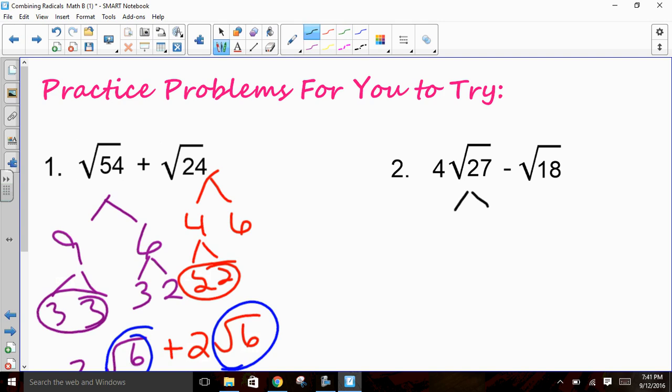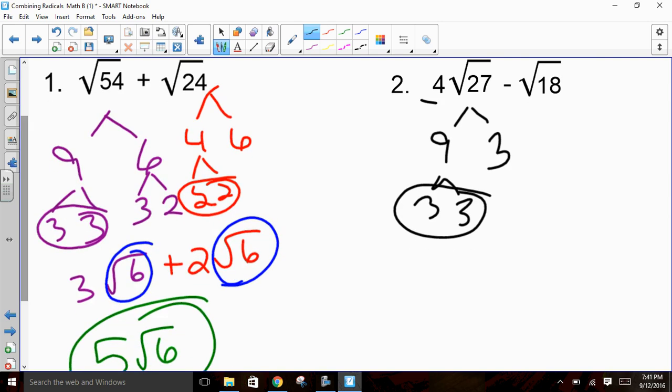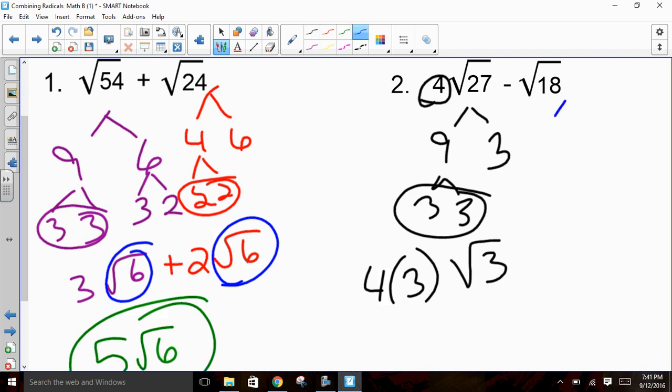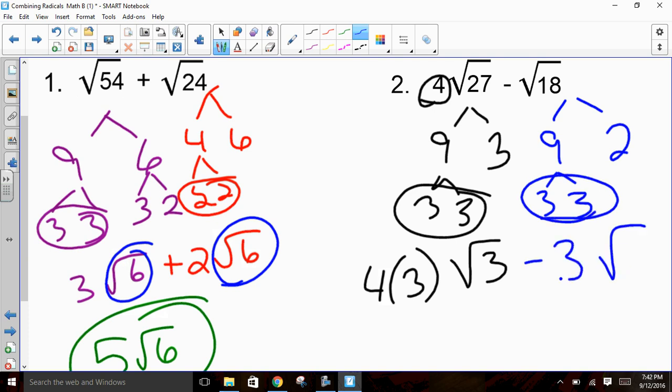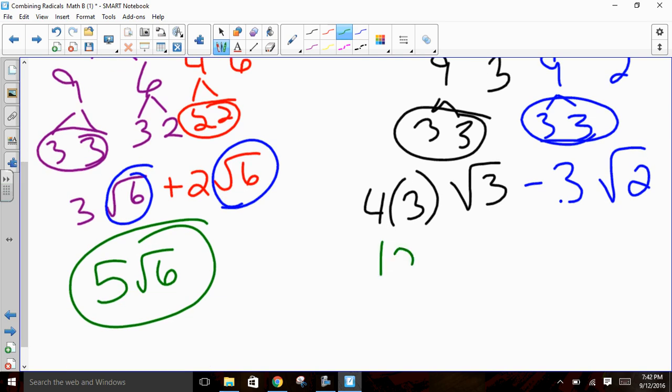Alright, 27 breaks down into 9 and 3. 9 breaks down into 3 and 3. There's my buddies. I already have that 4 on the outside. So that 4 is going to get multiplied by the group of 3 that comes out. Left with the 3 underneath. 18 is 9 and 2. 9 is 3 and 3. 2 cannot reduce anymore. So I bring a group of 3 out. Square root of 2. 4 times 3 gives me 12. So I have 12 root 3 minus 3 root 2.